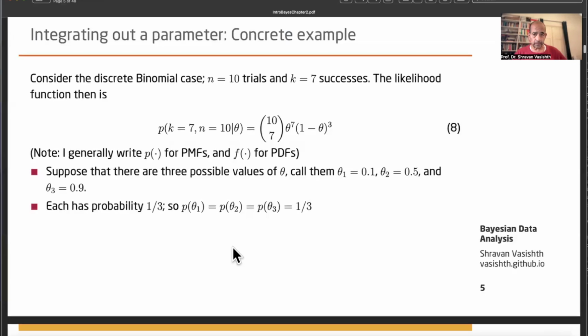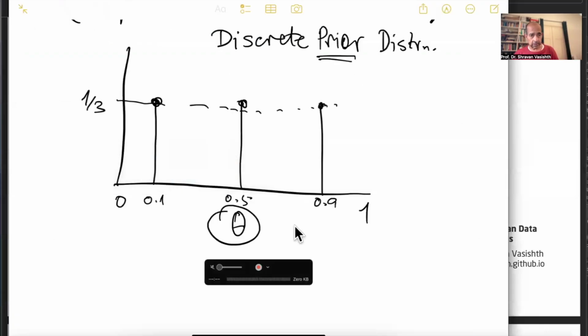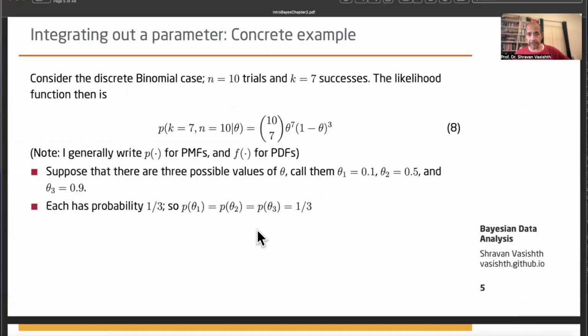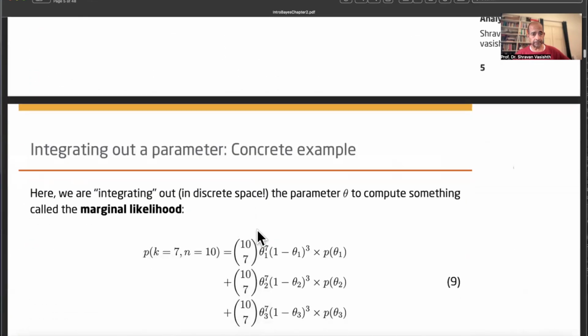So as I said earlier, if you have a discrete set of possible values for theta, call them theta 1 is equal to 0.1, theta 2 is 0.5, and theta 3 is 0.9. We are now going to marginalize out all the possible values of theta in the following way, right? First of all, we know that the probability of each of those theta values is 1/3. That's that figure that I just showed you, right? So we know what the probabilities of each of those possible three values are.